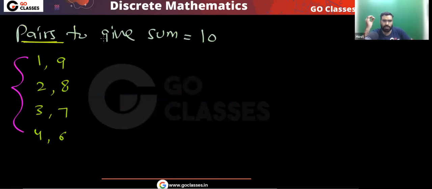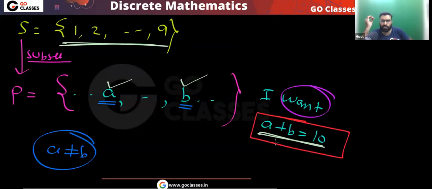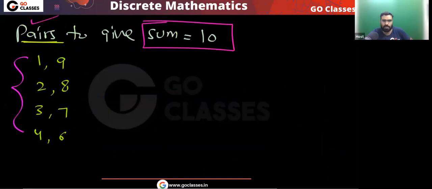So first you find out which pairs are giving you sum equal to 10, because ultimately you want sum equal to 10. So just check which pairs are giving you sum equal to 10. These pairs, these pairs, these pairs. And there is one element that is remaining, so just put it here.